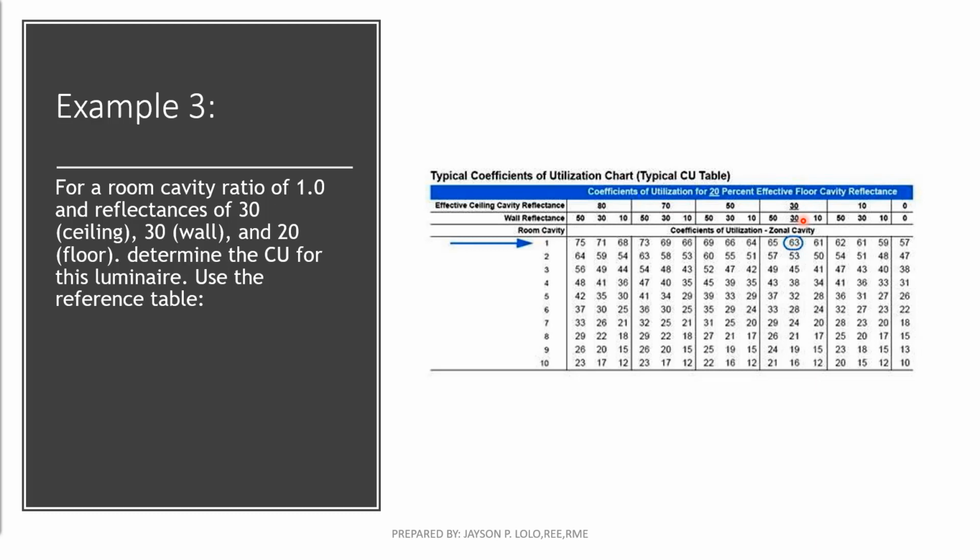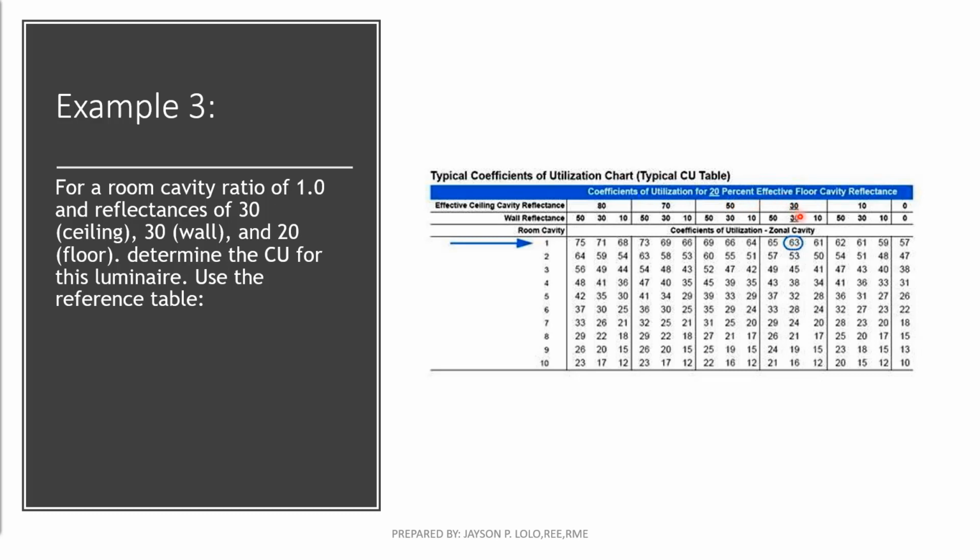Then, wala man siya floor. Here is just a cavity for ceiling and wall. But here, there's a coefficient of utilization for 20% effective floor cavity reflectance. So, this table is intended for 20%. So, daghang kayo mo makita na aning table sa IESNA sa internet.